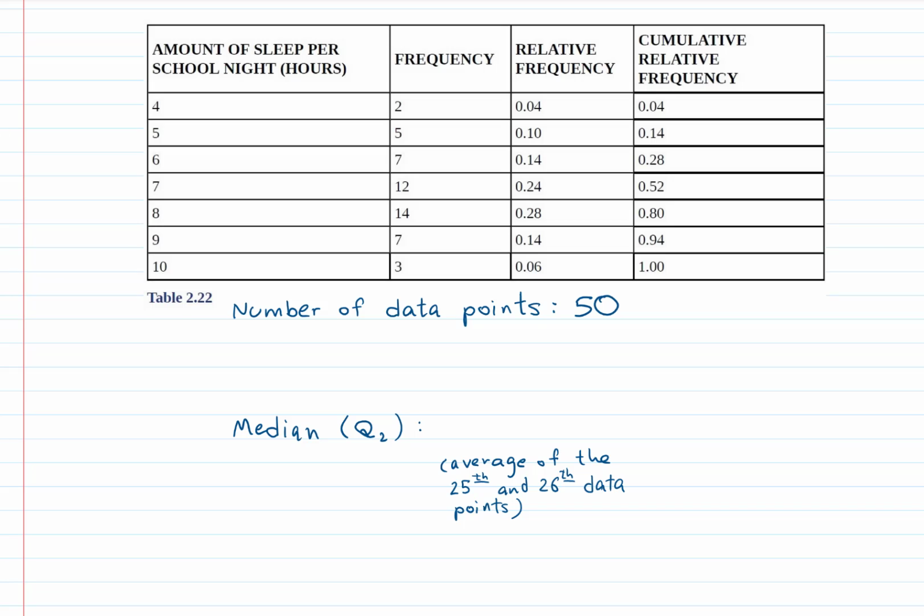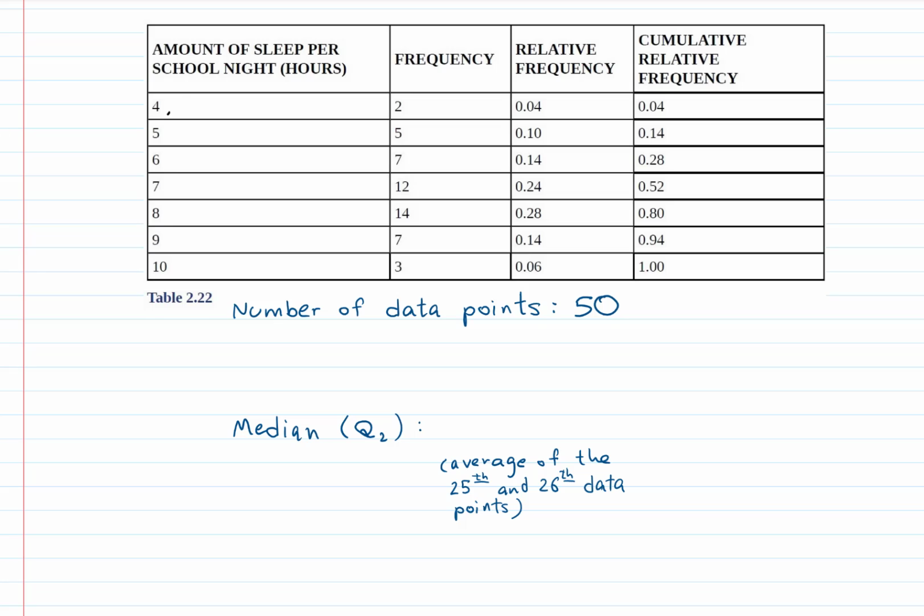So let's find them. Okay, let's just count. Here we've got 2, and then 5 more is 7, and then 7 more is 14, and then 12 more is 26. So do you see that the 25th and 26th data points are both going to be 7s, right? You see how that is? If you don't, let me show you what else we could do. I can help you out a little bit.